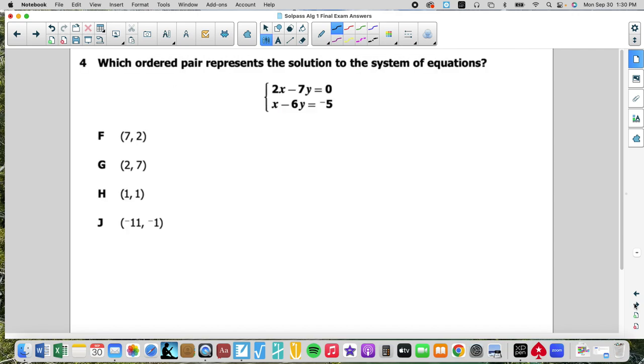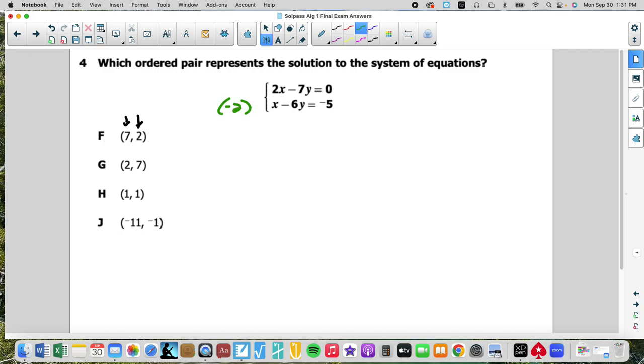Good. Which ordered pair represents the solution to the system of equations? So I can do it again. I can reverse engineer by plugging in 7 for x, 2 for y, and simplifying each of the statements. I would have to do both of the statements, or I could solve the system. I guess I'll just solve it because it's good practice.